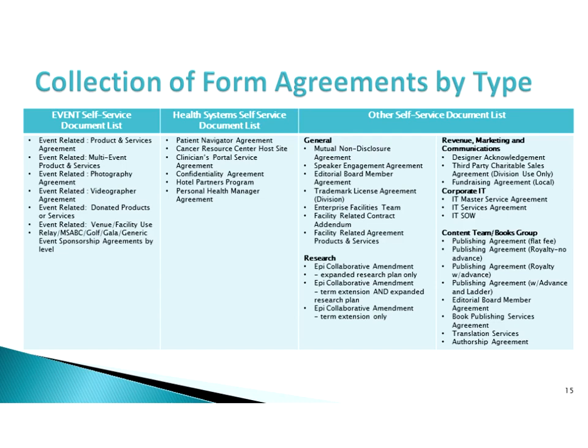On the mission side, we have form agreements for health systems collaborations like Patient Navigator and similar mission partnerships. There's a new hospital confidentiality agreement, and we also have form agreements for programs like our Hotel Partners program. The general form agreements can be used by any area of the organization and include agreements like a non-disclosure agreement or speaker engagement agreement. And finally, there are department-specific forms like Sharana mentioned. The departments we have right now are corporate IT, research, revenue, marketing, communications, and the content team and book publishing.